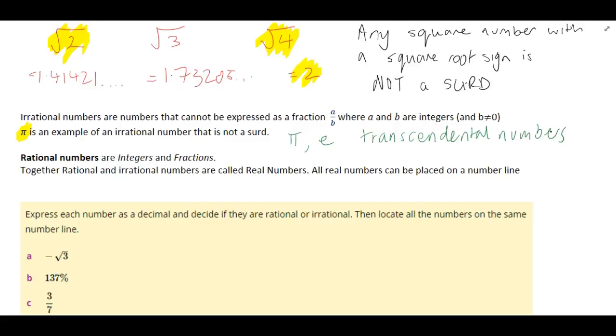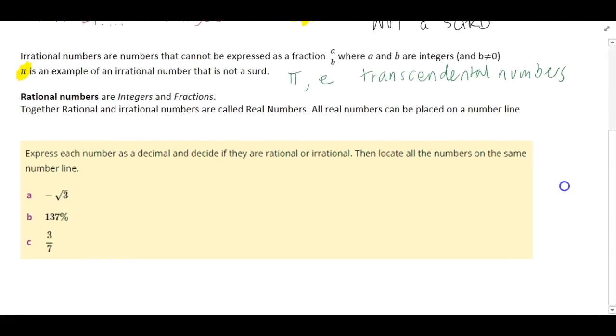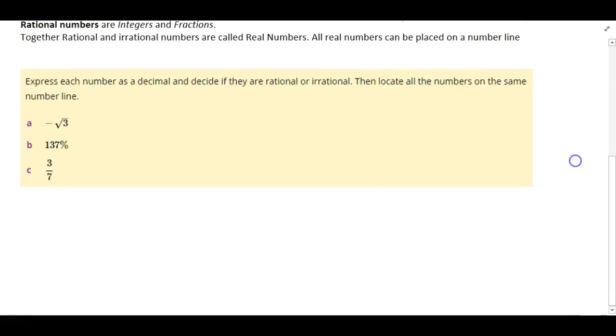Okay, so let's have a look at a question on some of these definitions. Express each number as a decimal and decide if they are rational or irrational. Then locate all the numbers on the same number line. In this case we've got the negative square root of 3.